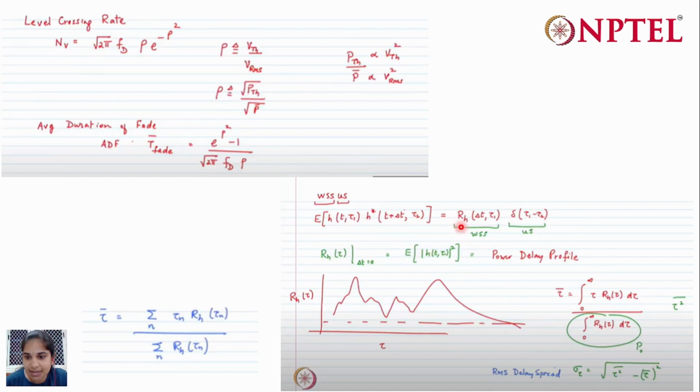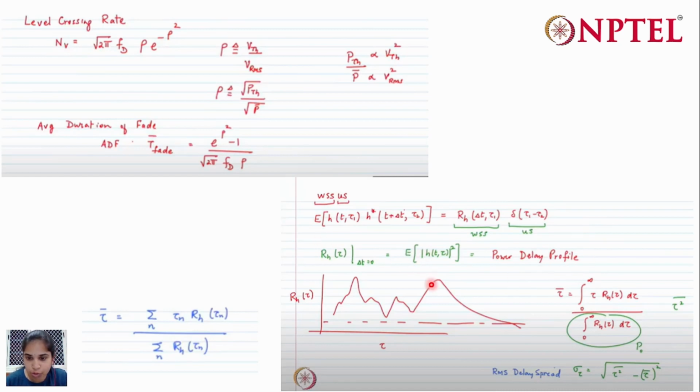So this is given as RH of del t comma tau 1 into delta of tau 1 minus tau 2. So this corresponds to the WSS component and this corresponds to the uncorrelated scattering component. Basically what we have to understand from this is that it does not depend upon t1 or t2, but it depends only upon del t. Secondly, tau 1 and tau 2, that is the delays because of the multipath, are uncorrelated. So it's the uncorrelated scattering, wide sense stationary model.